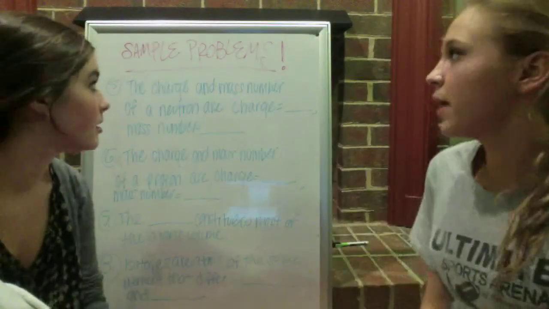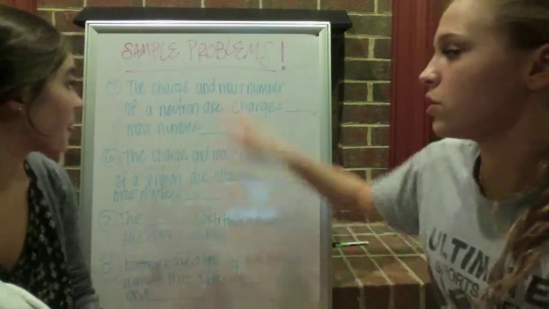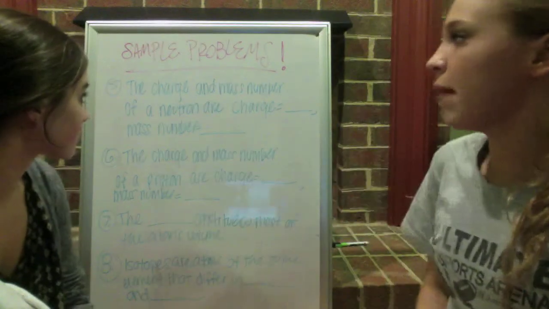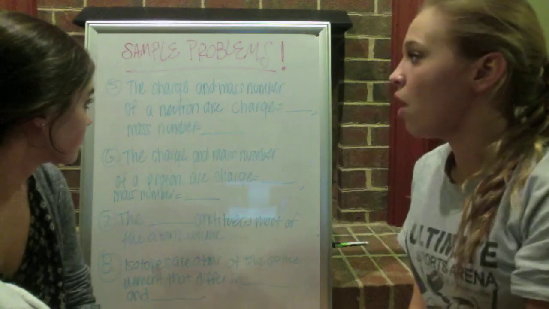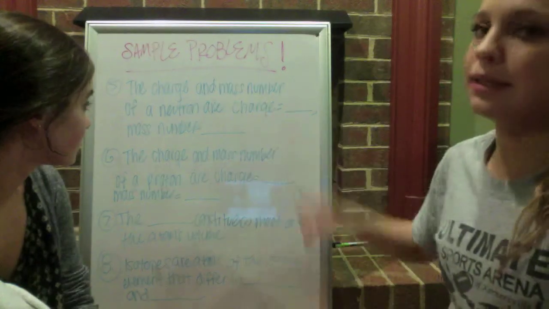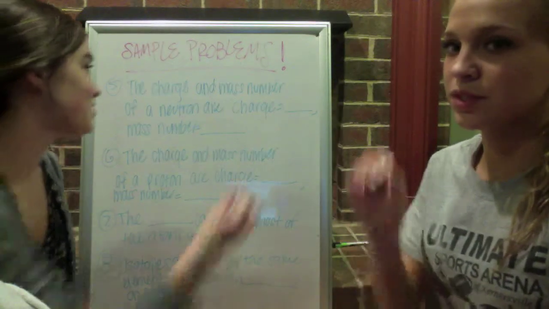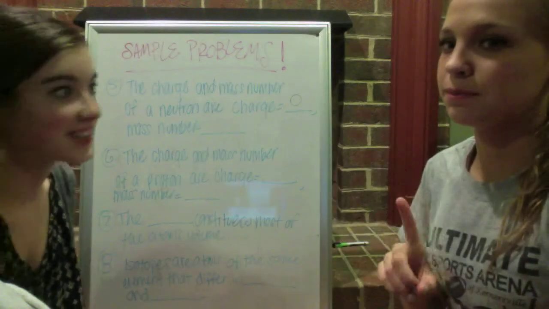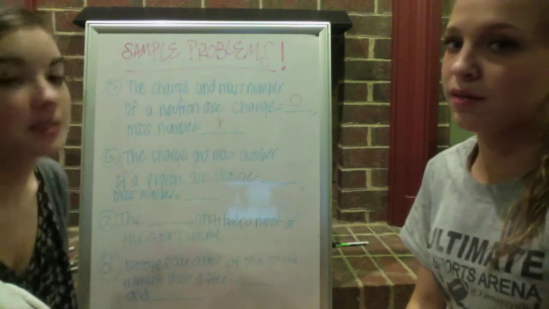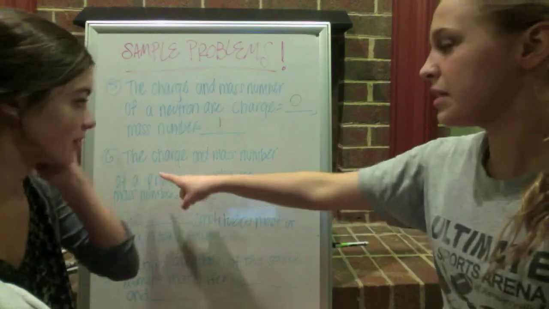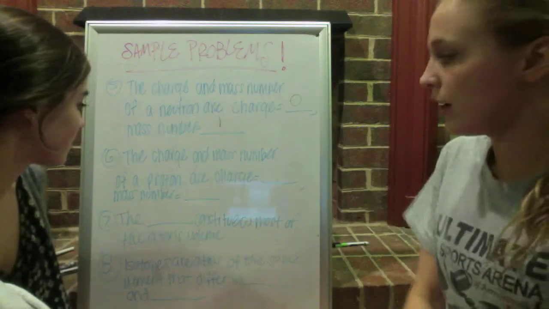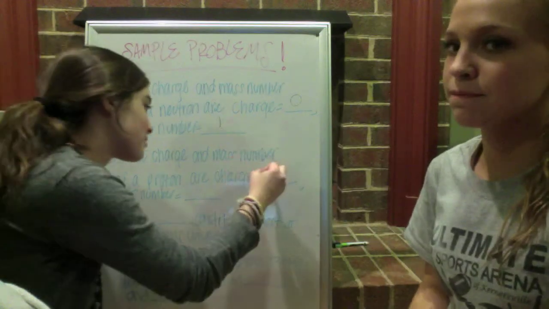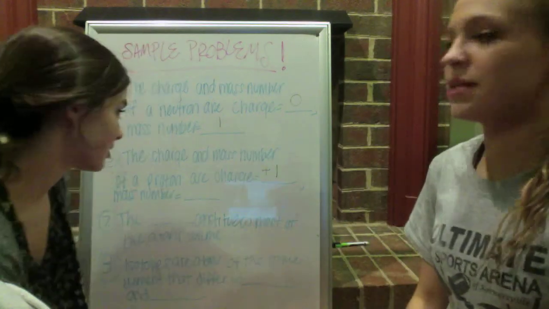So for our last practice problems, we just have 5 through 8. For number 5, the charge and mass number of a neutron are, the charge number is 0 and the mass number is 1, and that was on that chart that was in our video also. And then for number 6, the charge and mass number of a proton are, the charge number is +1 and the mass number is 1.